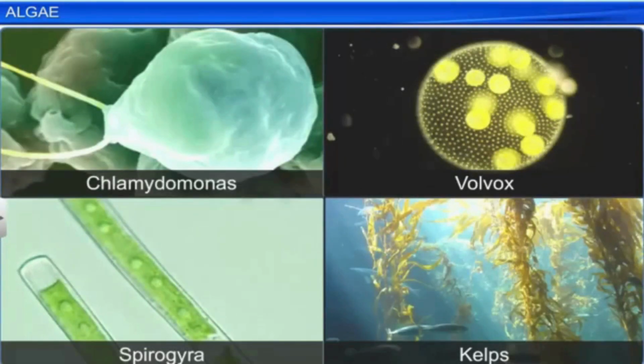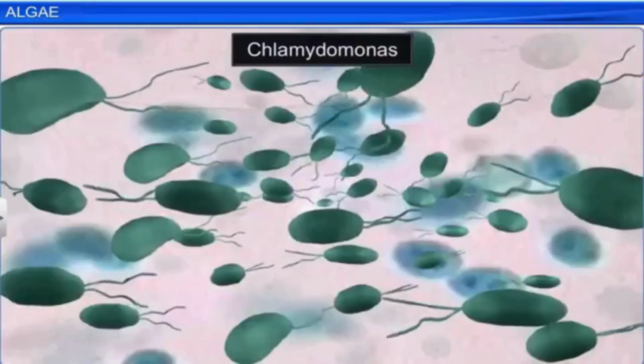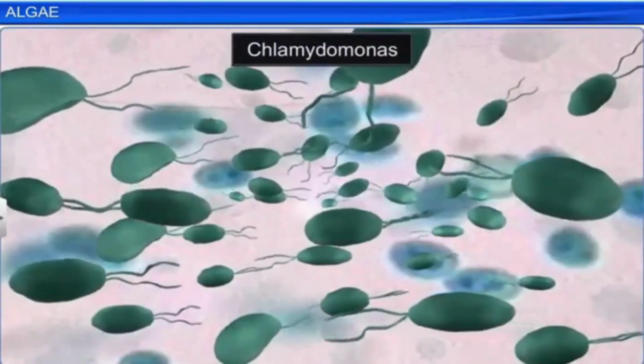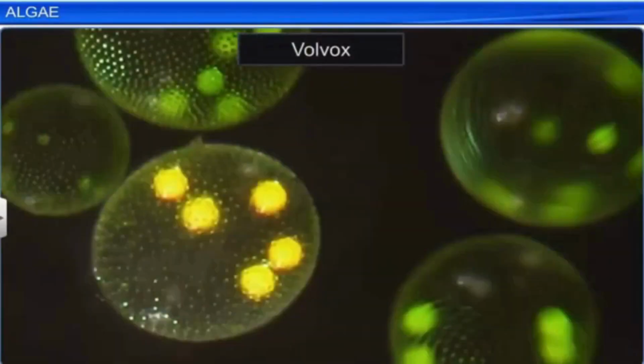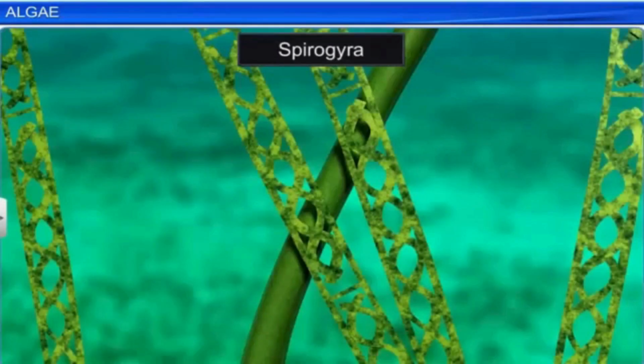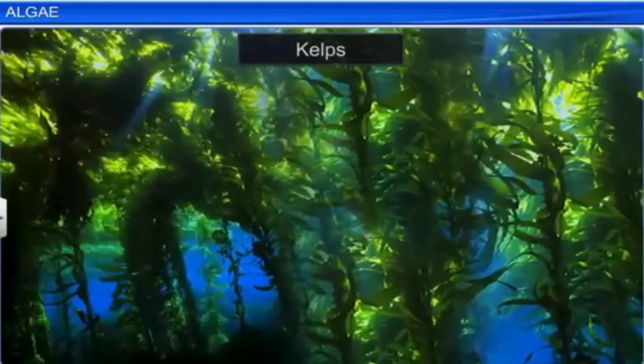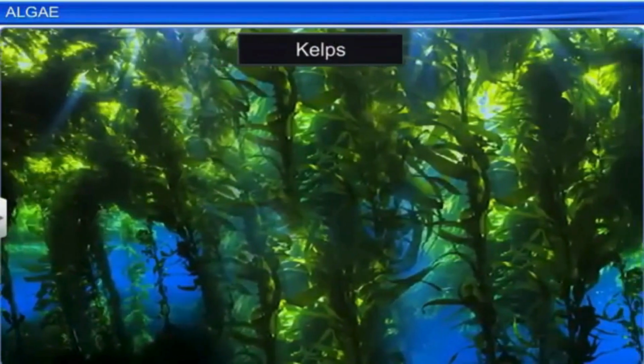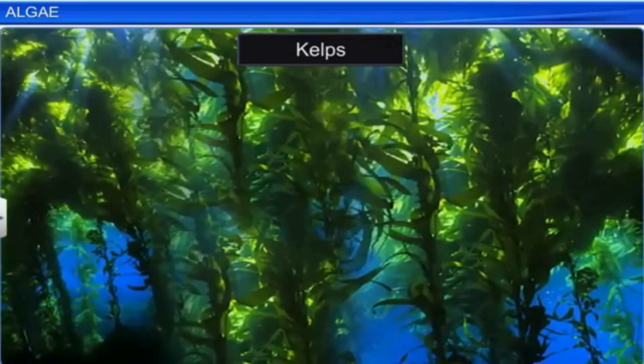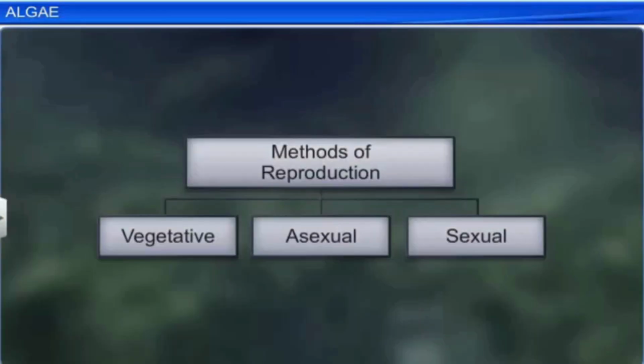For instance, Chlamydomonas is unicellular, whereas Volvox is of colonial form, and Spirogyra is filamentous. On the other hand, kelps form massive plant bodies. Algae reproduce through vegetative, asexual and sexual methods.